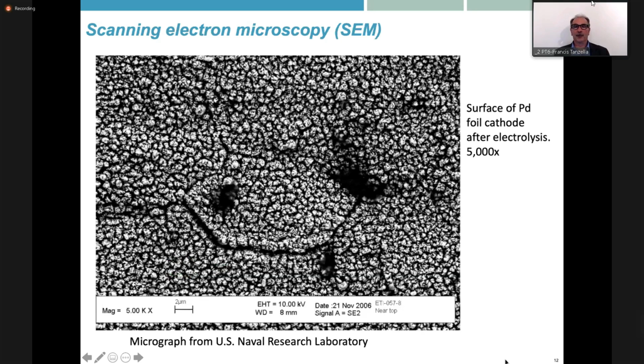Here is an example of a micrograph of a palladium foil cathode at much higher magnification, 5000x, post-experiment. This is from SRI's reproduction of Energetic Technologies' superwave electrolysis experiment. This micrograph was taken at the Naval Research Lab, and you can see features of 1 micron. The legend bar there is at 2 microns. This sort of SEM can tell you quite a bit about a sample before and after exposure in a reactor.